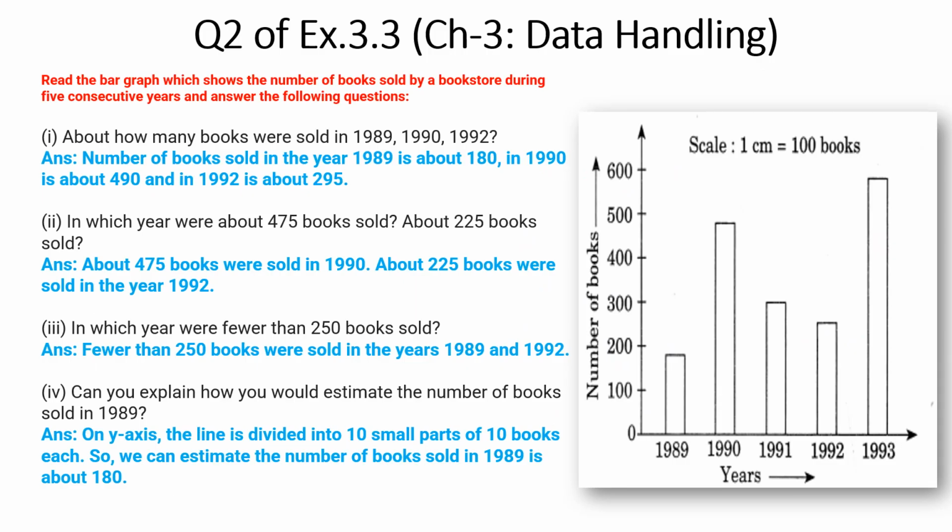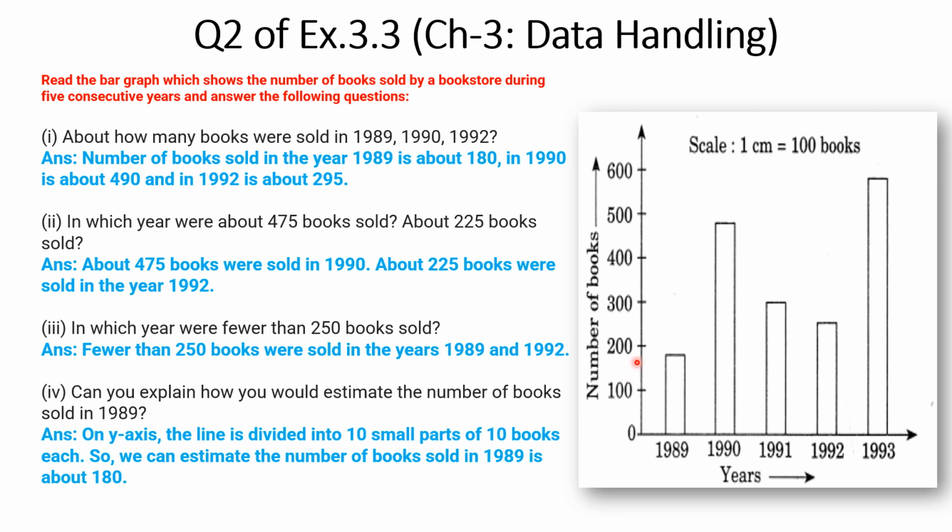So read the bar graph which shows the number of books sold by a bookstore during 5 consecutive years, and we have to answer the following questions. So about how many books were sold in 1989, 1990, 91, 92 and 1993. But we are asked only 3 years. So the number of books sold in the year 1989.